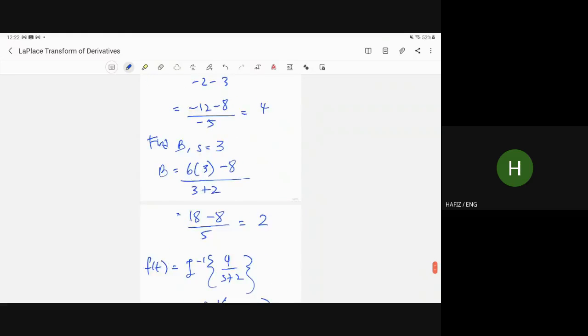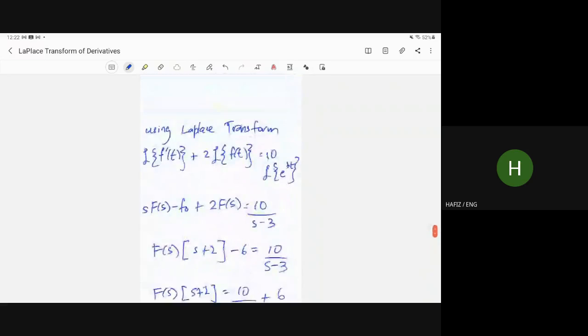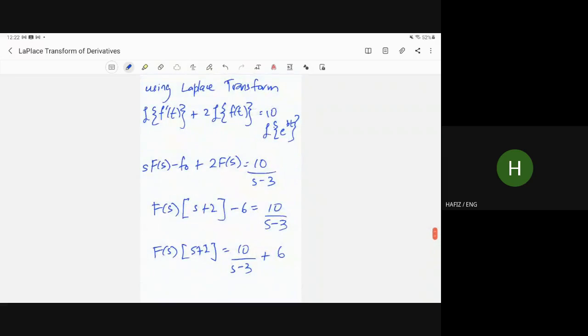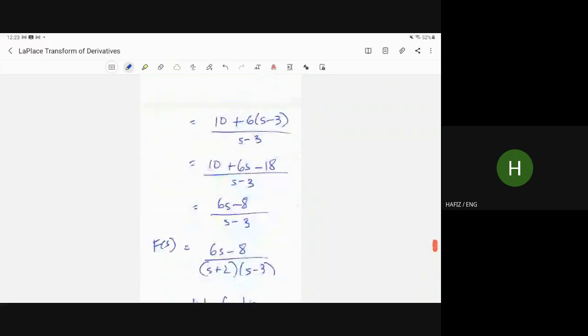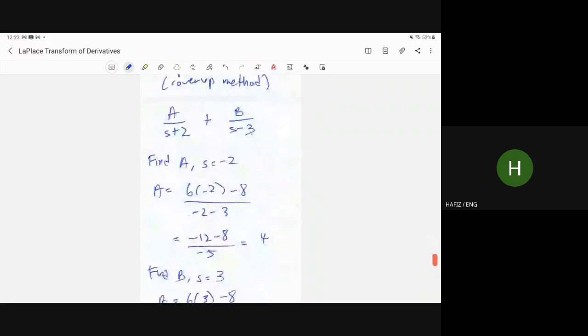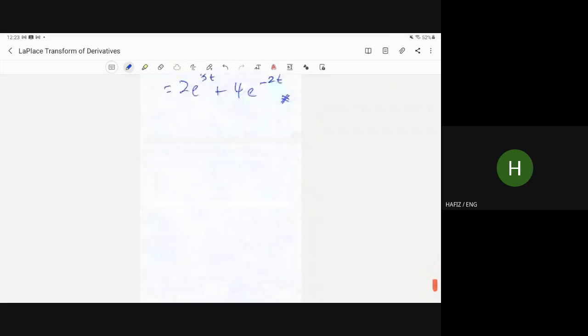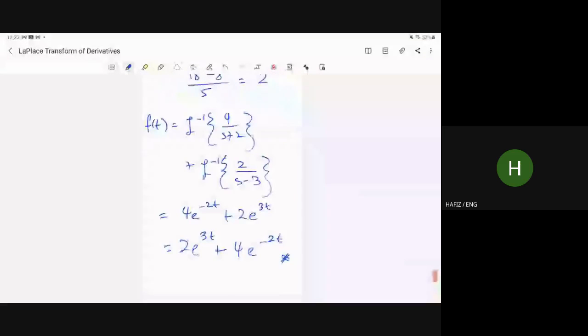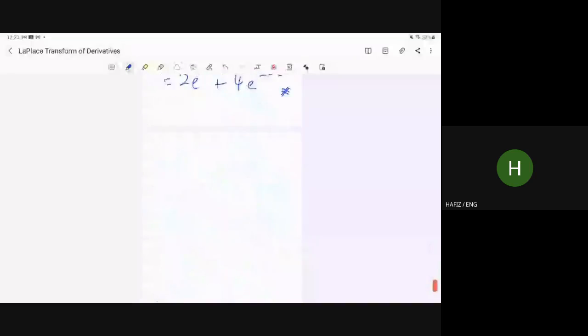So what is new here? Not really anything new. It's more for you to practice just now, because this is still first order derivative, so it's quite simple. Let's go to the second order. Okay.